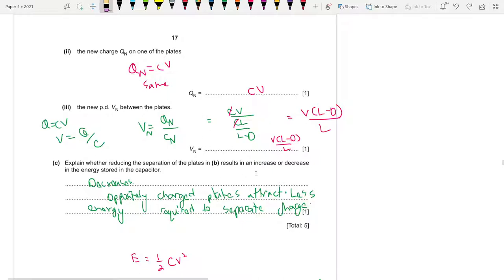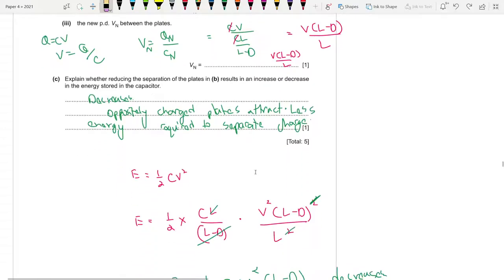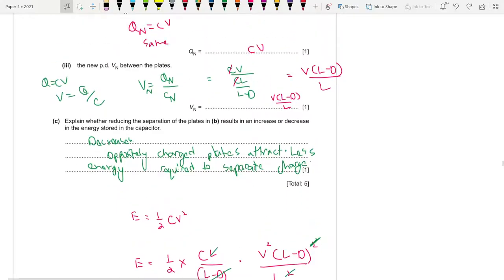Explain whether reducing the separation results in an increase or decrease in energy stored in the capacitor. This is an interesting question. Basically, it results in a decrease in the energy stored. Why? Because oppositely charged plates attract. Okay? I'm going to explain the logic.